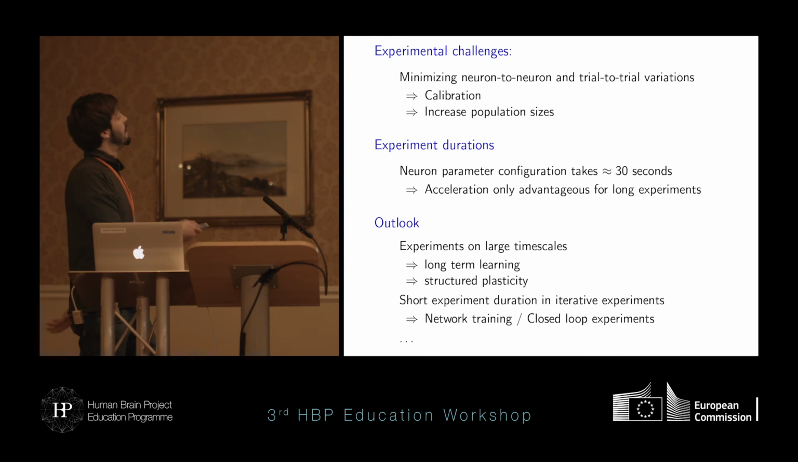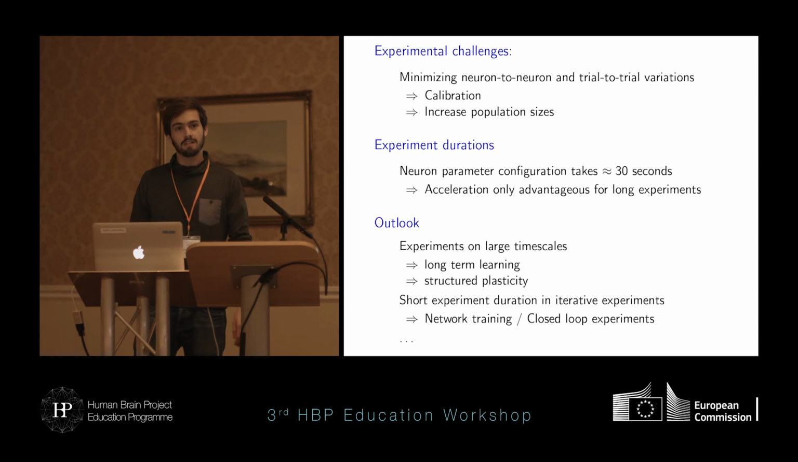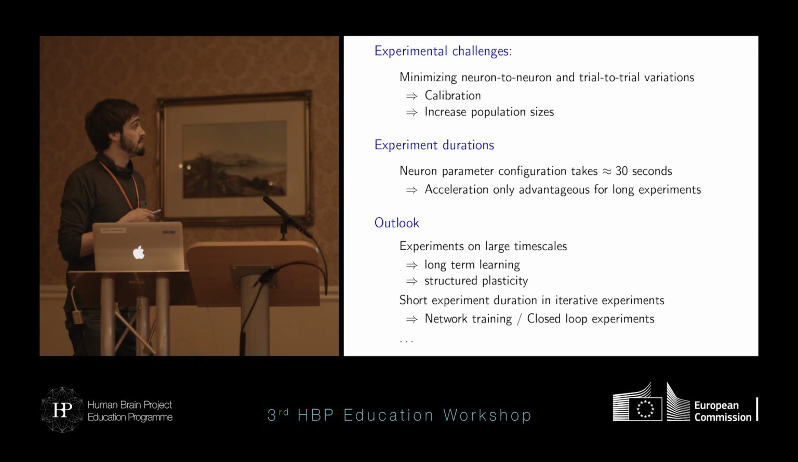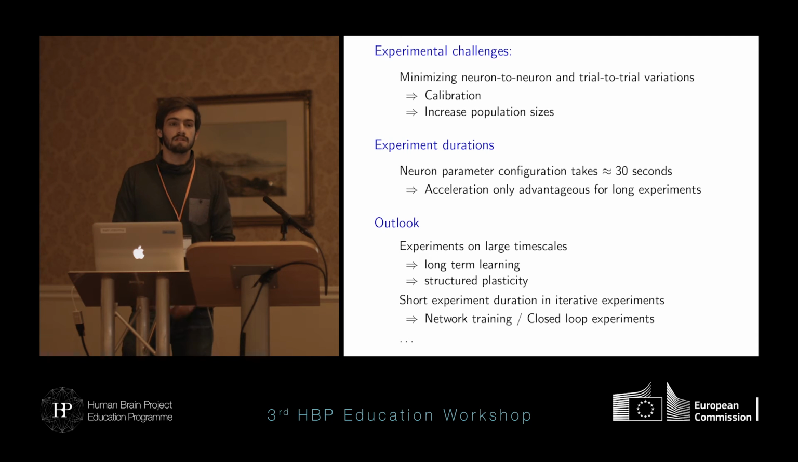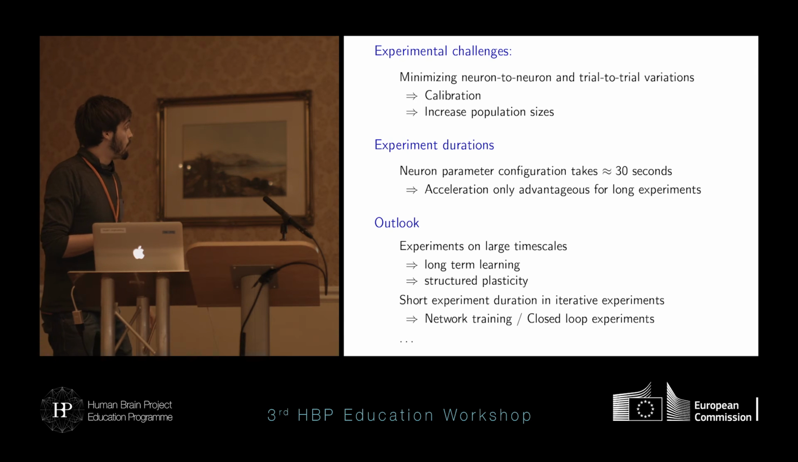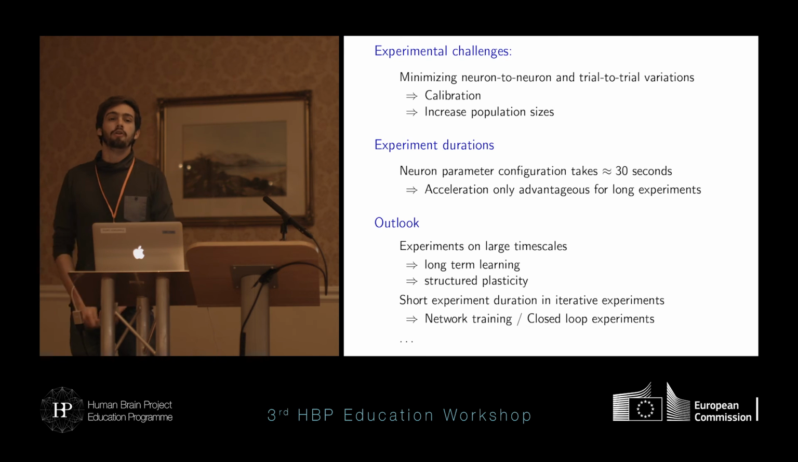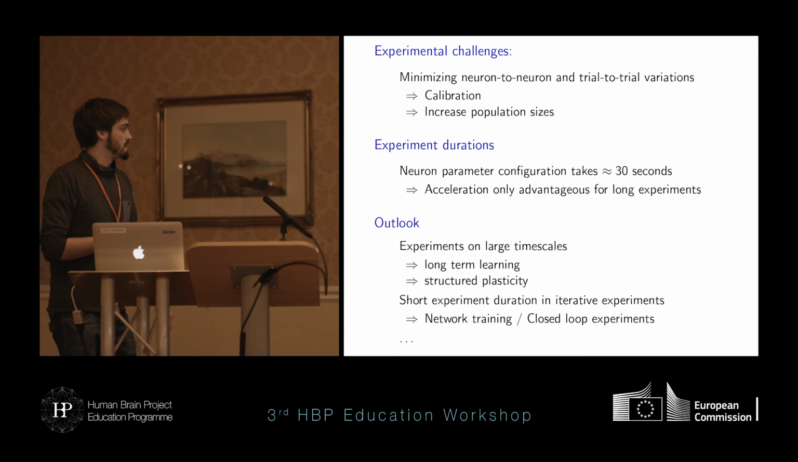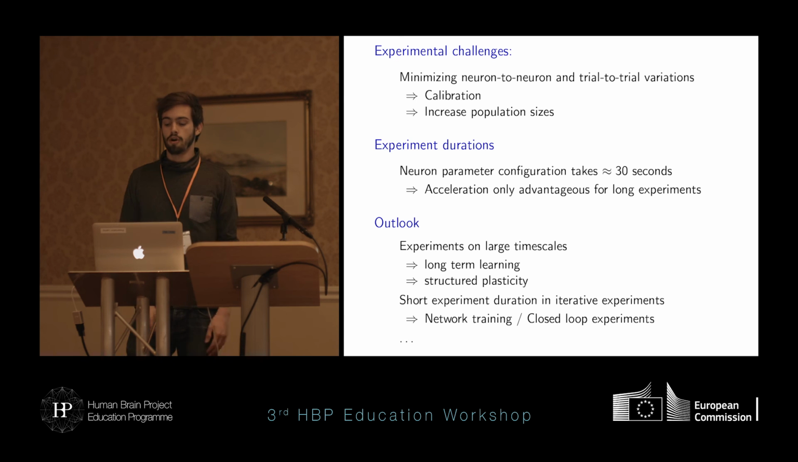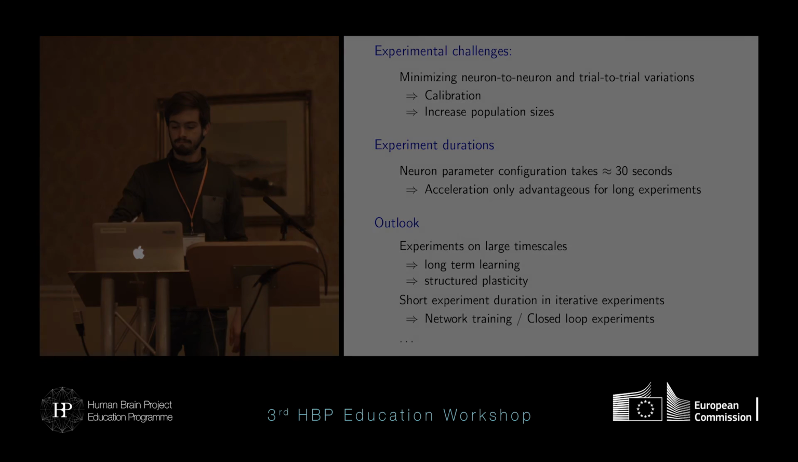Yeah, there is. The extra experimental challenge is that you minimize the variations. And that's done by calibration and increasing population sizes so that mean behavior is predictable. And one of the major outlooks is that you can actually do experiments on large time scales. So you can investigate, for example, long-term learning behavior or do structured plasticity learning. Yeah, thank you.